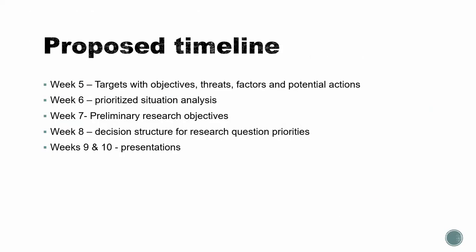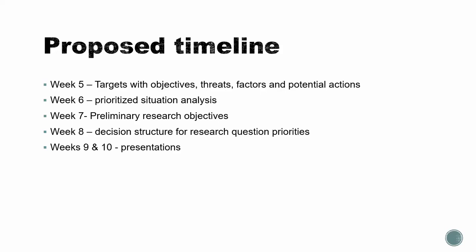Okay, so here is the proposed timeline that I suggest for the rest of the quarter. Week 5, that's the week coming up, is that we want to get those targets with objectives, threats and factors, and potential actions. So this is basically adding some specific objectives for the targets and actions onto what you already have. The next week we'd be looking at a prioritized situation analysis. So basically you take that same set of factors that you have, but now make some things more important than others. And week 7 would be preliminary research objectives.